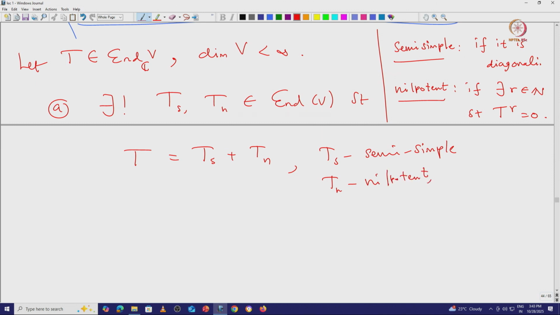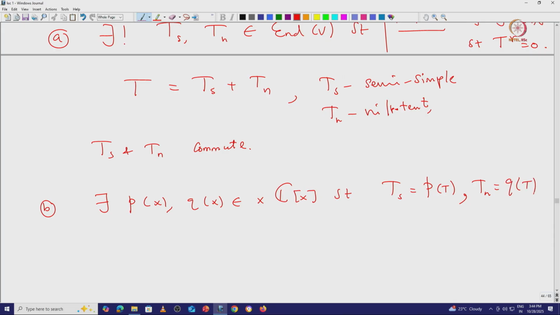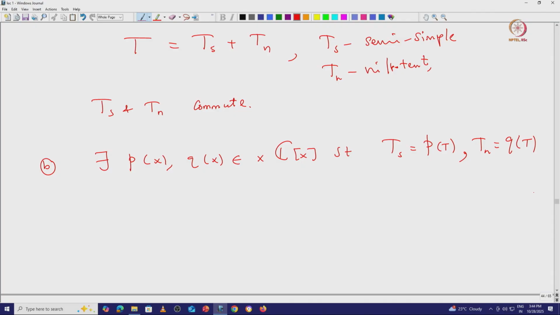And not only that, both T s and T n commute with each other. So, moreover, we can actually locate some polynomials P(x) and Q(x) without constant terms, so they live in xC[x], such that this T s can be written as a polynomial in T, P of T, and T n you can again write as a polynomial in T as Q of T. Now, this immediately implies that both T s and T n commute with T.